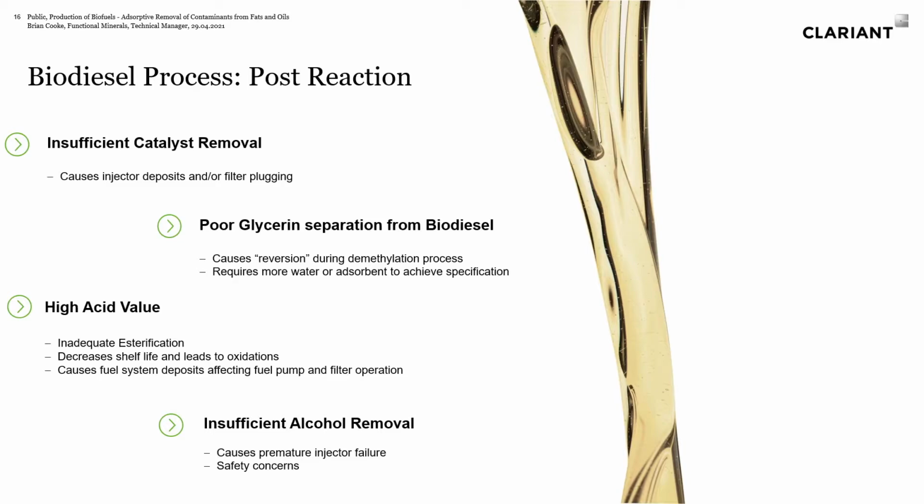Looking at some other things, insufficient catalyst removal can cause injector deposits and filter plugging in the engine. Poor glycerin separation can cause reversion, making the reaction go backwards, so you can actually start to form monoglycerides, diglycerides and triglycerides. If you have a high acid value, that can decrease the shelf life. It can lead to oxidation. Those acidic molecules can really act as a catalyst to further oxidize the product. Insufficient alcohol removal is a safety concern, of course, but it can also cause premature injector failures in the engine.